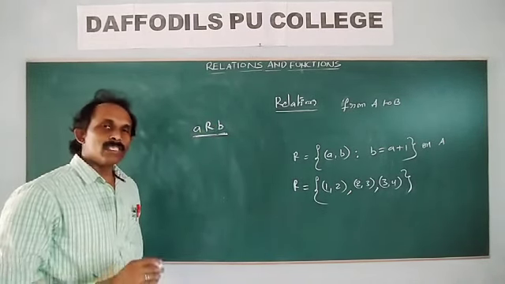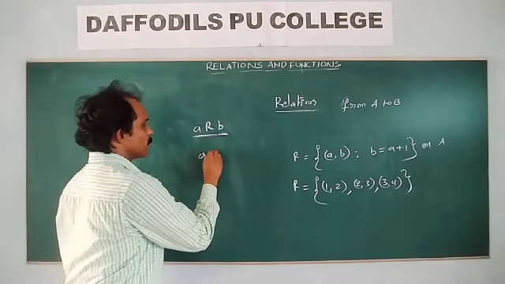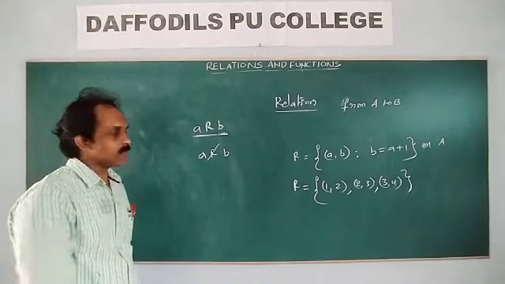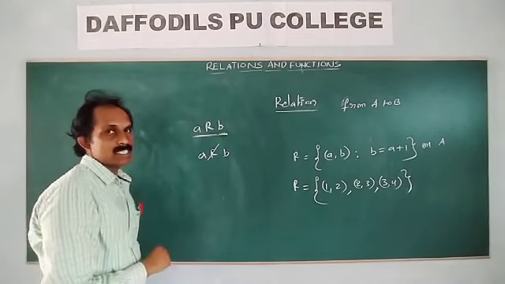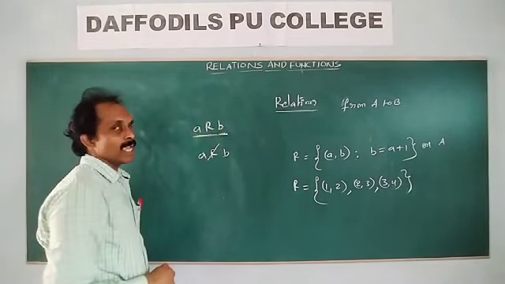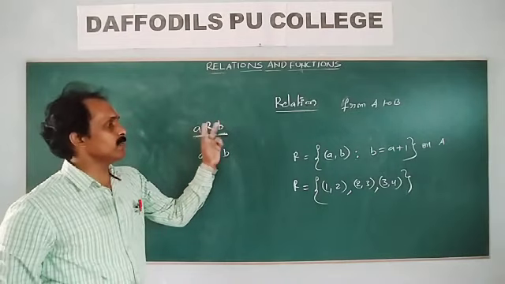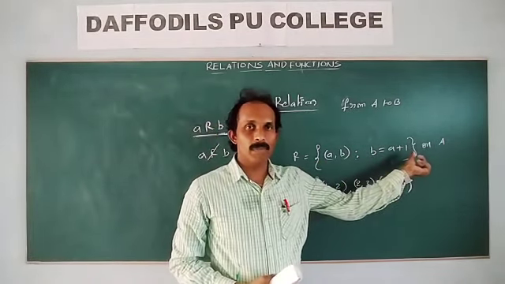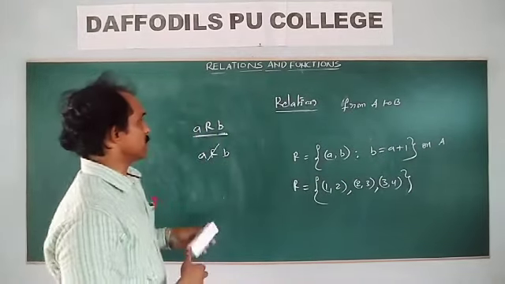Suppose there is no relation between A and B. No relation between A and B. Relation is denoted by ARB. ARB means what? Relation between A and B. What is the relation between A and B? B is equal to A plus 1. Okay? Right.